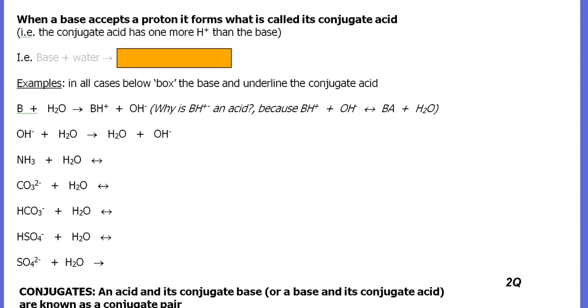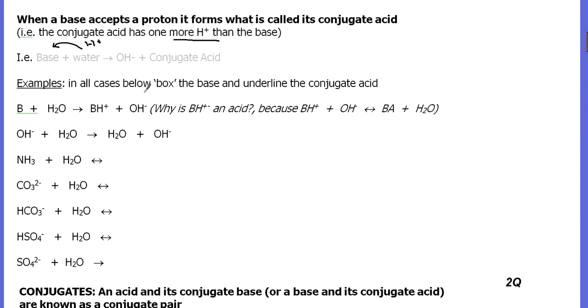Okay, third page here, the last of this video. Similar situation: when a base accepts a proton, it forms what's called the conjugate acid. The conjugate acid has one more hydrogen ion than the base because the base has accepted a hydrogen ion. So here we have base plus water. When a base accepts a proton from the water, the water is going to turn to hydroxide ions, which we typically associate with bases, but now this base chemical is going to have one more hydrogen ion, so it could donate that again later on. So this becomes a conjugate acid.